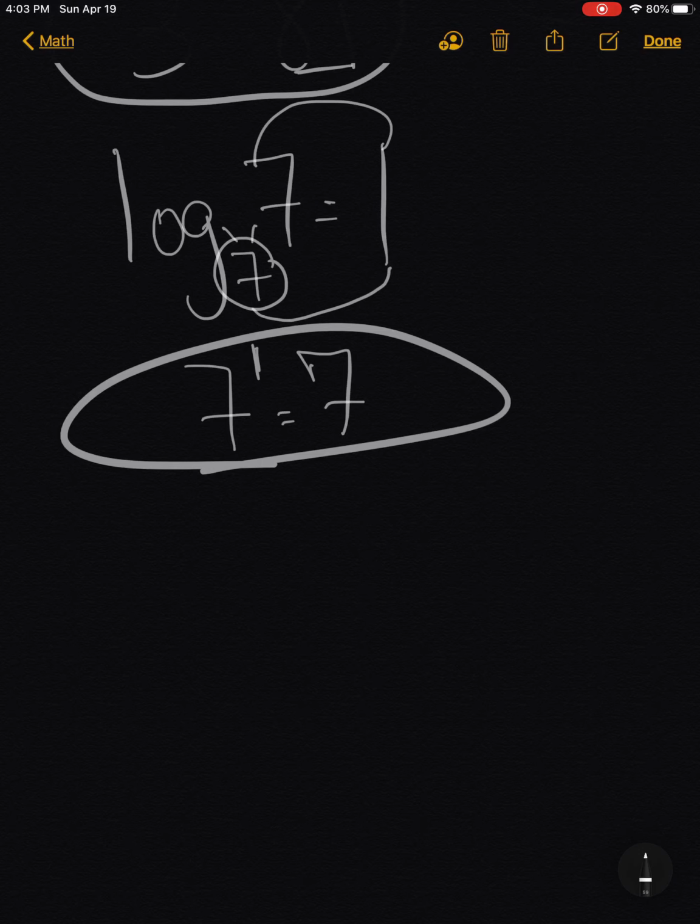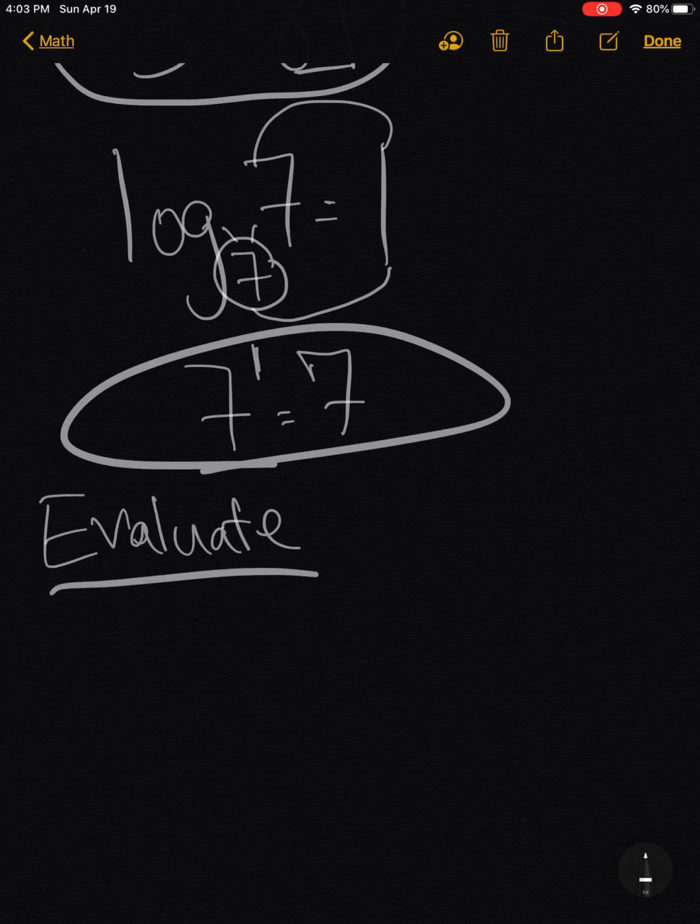Now, the next thing in the lesson is how to evaluate. So now they're not going to tell you what the problem equals. It's just, this is what the problem looks like. We have to figure out what the answer to this is. All right? So log base 4 of 64 is equal to what? So that means 4 to what power is equal to 64?